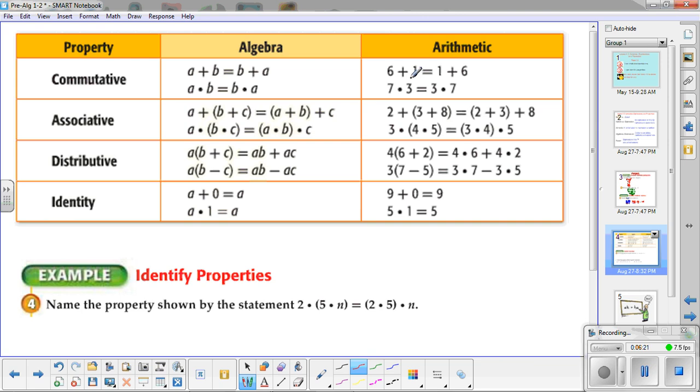This only works for addition and multiplication. It does not work for subtraction or division. You won't get the same answer if you switch the order in those two operations. So again, that's called the commutative property.